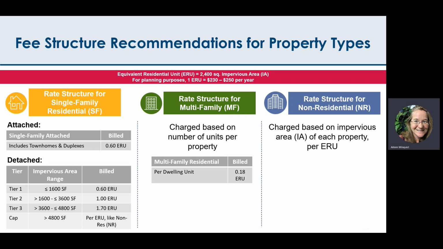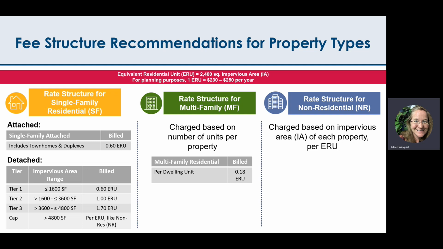You can see some of the information here in terms of the rate structure under the utility for single-family residential, attached and detached. For attached single-family, the recommended rate is 0.6 of 1 ERU. And then for single-family detached, there are several tiers based on the amount of impervious area on a property. Properties with lower impervious area under 1,600 square feet would pay 0.6 ERU. Properties between 1,600 to 3,600 square feet of impervious area would pay 1 ERU. Single-family properties with greater than 3,600 to 4,800 would pay 1.7 ERU.